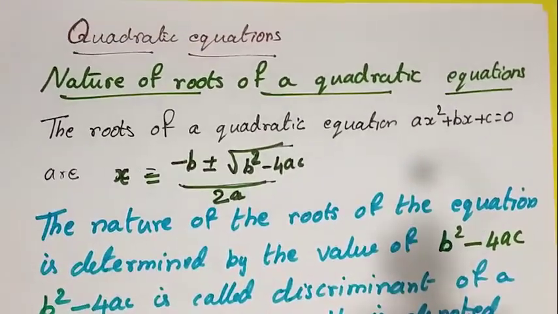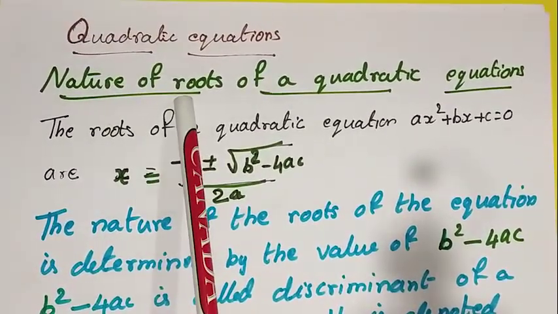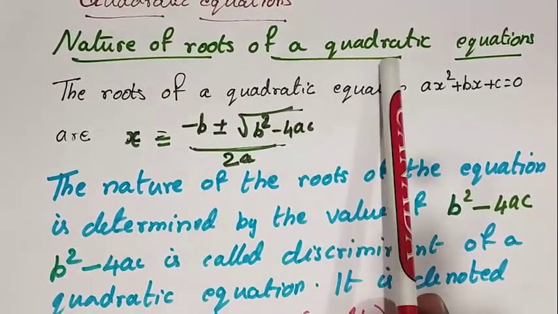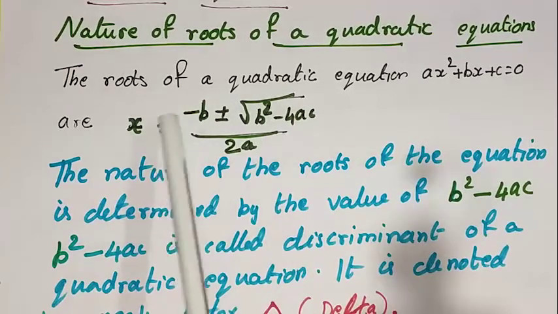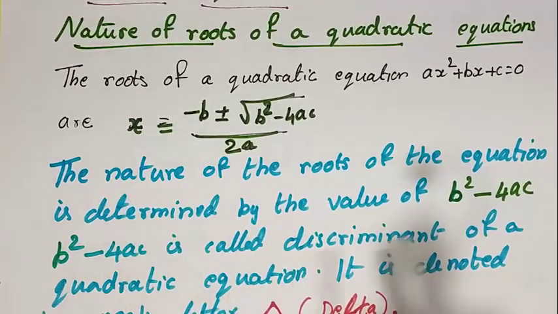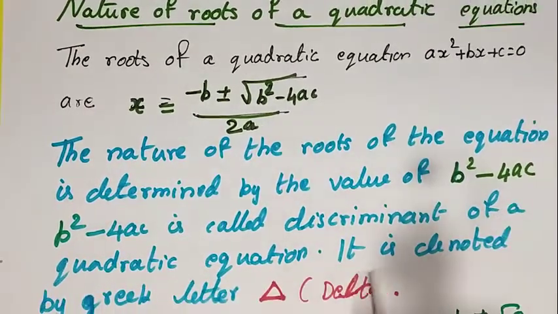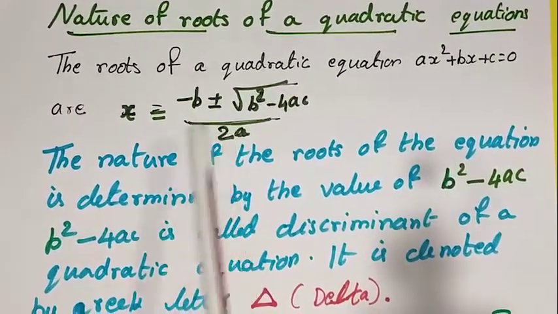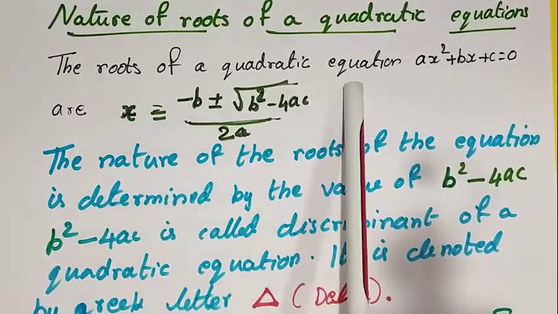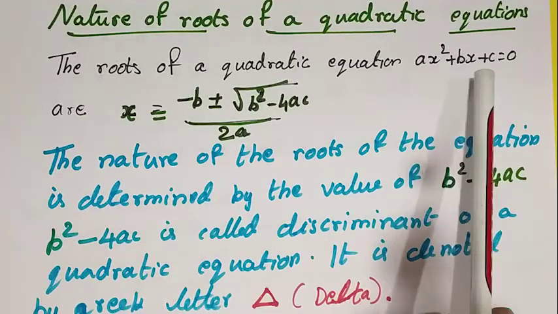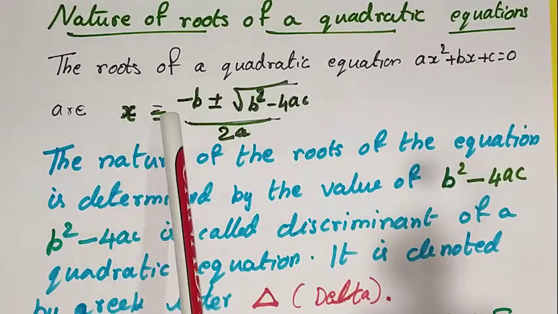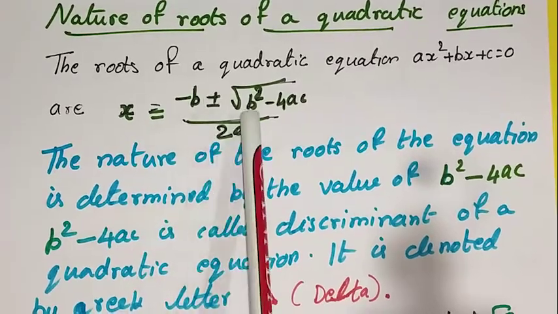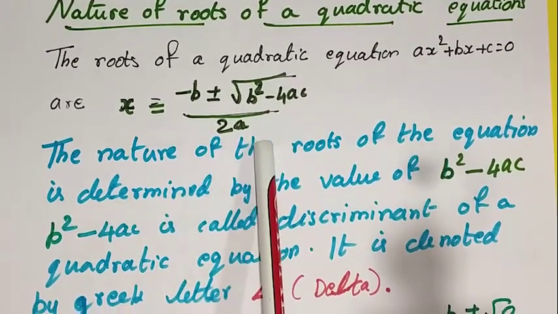Next step is to find the nature of the roots of a quadratic equation. How can we find the nature? The nature we can find by calculating the value of b square minus 4ac. Let us recollect. The roots of a quadratic equation ax square plus bx plus c equal to 0 are x equal to minus b plus or minus square root of b square minus 4ac upon 2a.